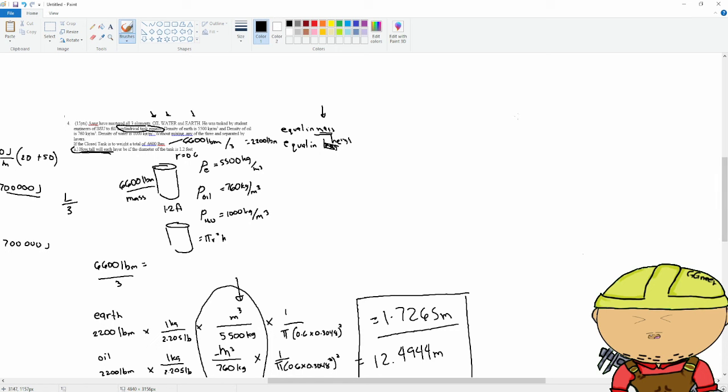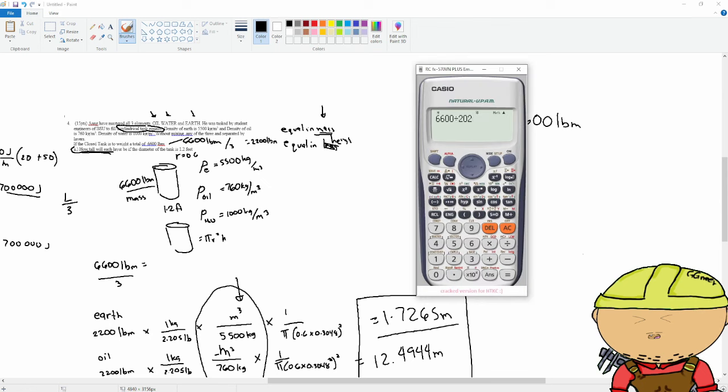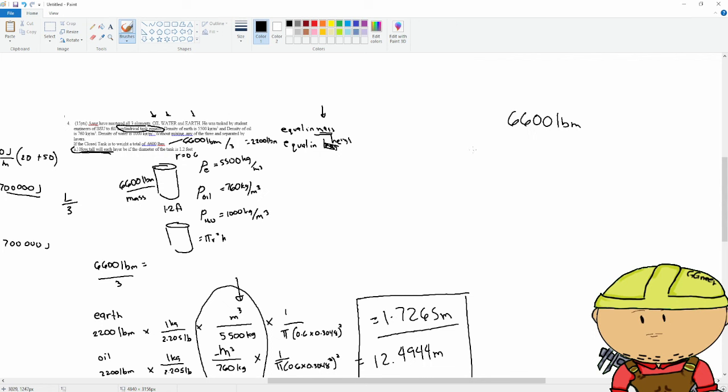6600 pound mass. I'm going to convert this into kilogram. 6600 divided by 2.205 gives 2993.1973 kilogram. If the cylindrical tank is divided in height, meaning we don't care about the mass, then the mass of the earth plus the mass of the oil plus the mass of the water will add up in the cylinder.